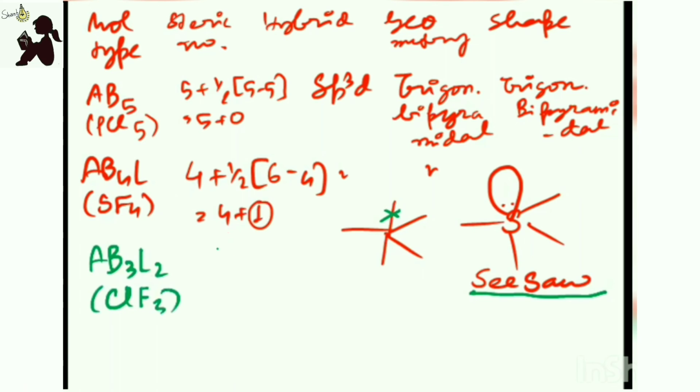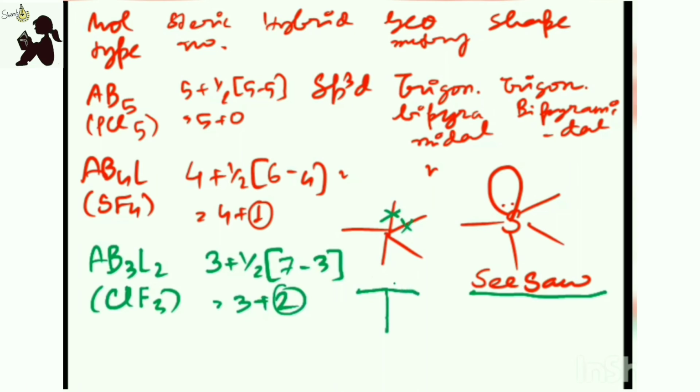That is, it will have lone pairs. That will be 3 plus half into (7 minus 3), here we know it has 7, so 3 plus 2, that means it has two lone pairs. Now here another bond is excluded. So what will its shape become? Let's see, it will have this kind of shape.